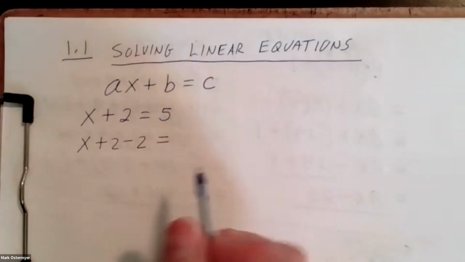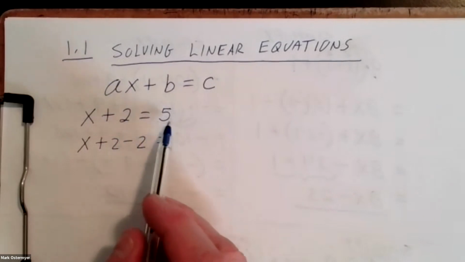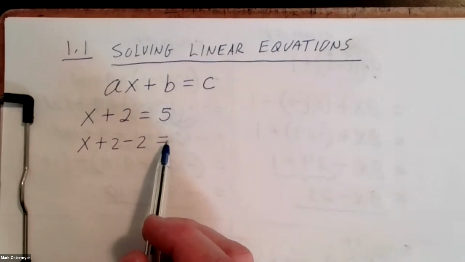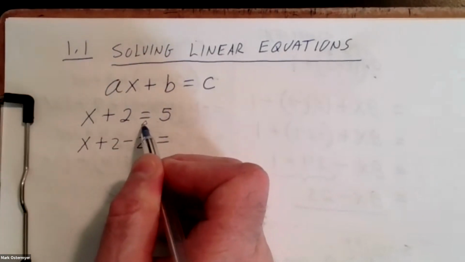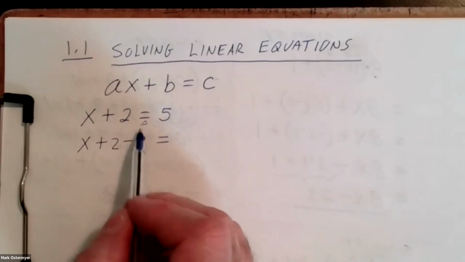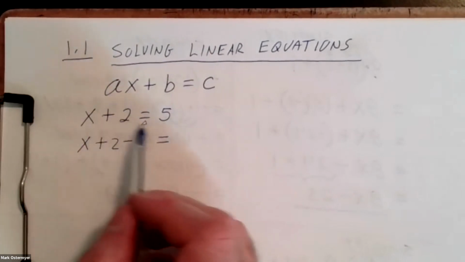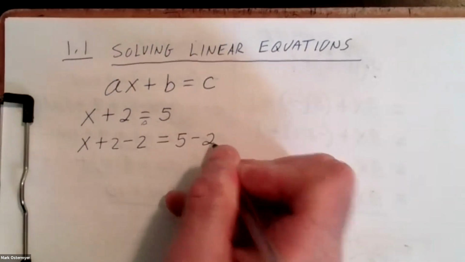But you know what? If I subtract some number from the left side of my equation, I must also subtract the same number from the right side of my equation to maintain equivalence. Think of this equal sign as being like a balance or a pivot point. If I subtract 2 from the left, I've upset the balance. To right the ship, I must also subtract 2 from the right side of my equation.